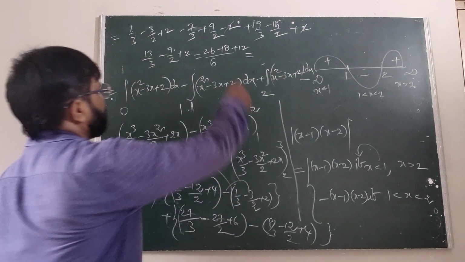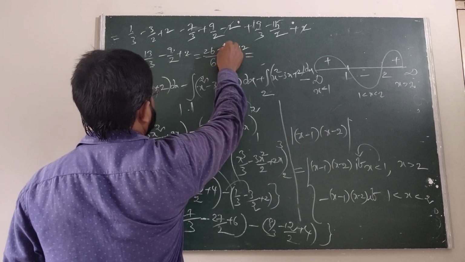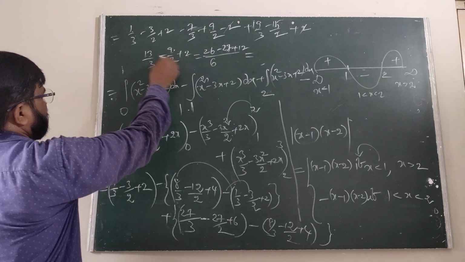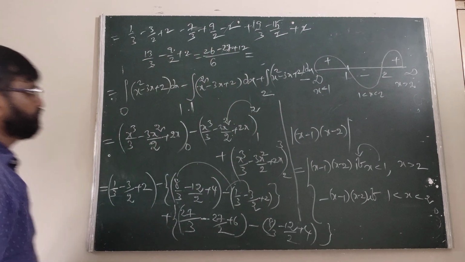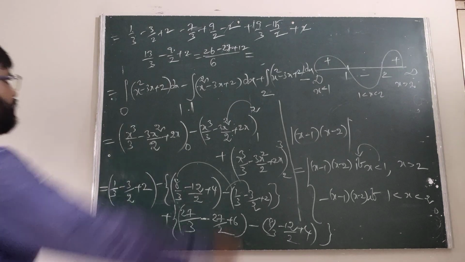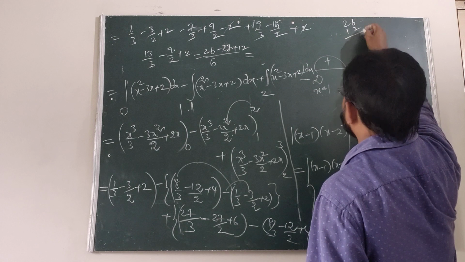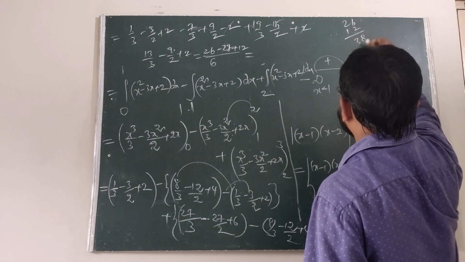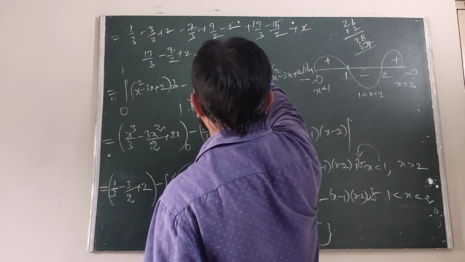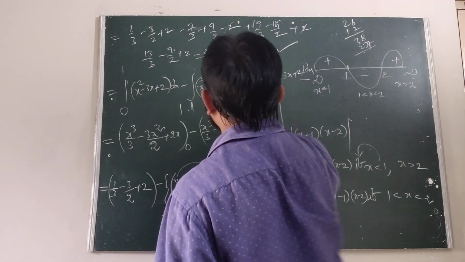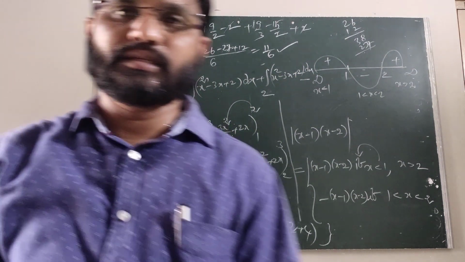Then finally, what is this here? This is 20, 9 3s are 27. A small mistake is there here. 13 into 2 is 26, 9 into 3 is 27, and here 6 2s are 12. Now 26 plus 12 is 38. 38 minus 27 will be 11 by 6. We got 11 by 6 as the answer. Okay, 11 by 6 is the answer. Right.